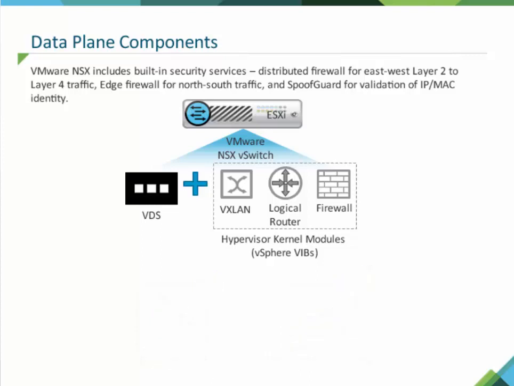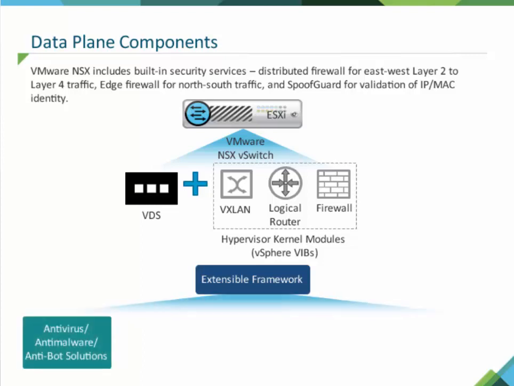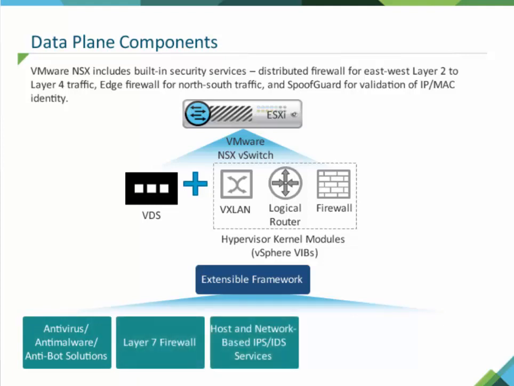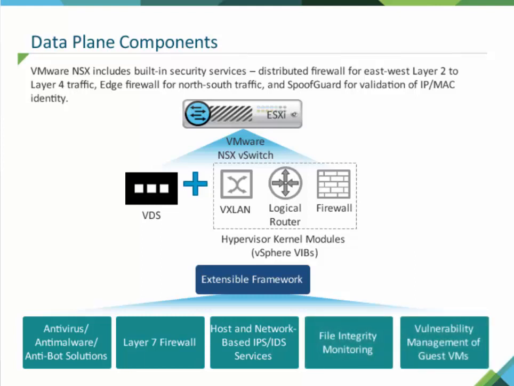VMware NSX also provides an extensible framework, allowing security vendors to provide an umbrella of security services. Popular offerings include antivirus, anti-malware or anti-bot solutions, Layer 7 firewall, host and network-based IPS or IDS services, file integrity monitoring, and vulnerability management of guest virtual machines.